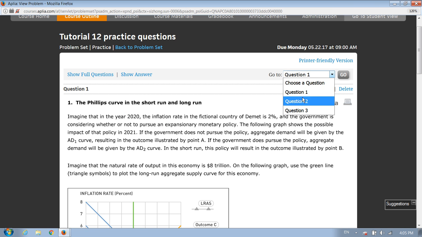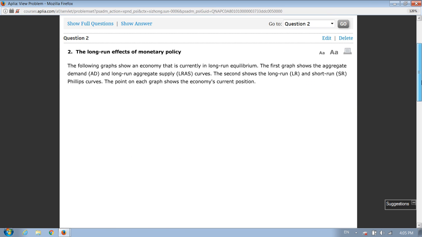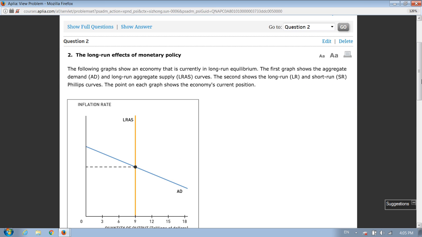Question 2. The long-run effects of monetary policy. The following graph shows an economy that's currently in long-run equilibrium. The first graph shows the aggregate demand and long-run aggregate supply curves. The second shows the long-run and short-run Phillips curves.